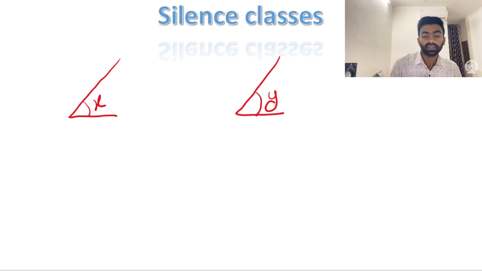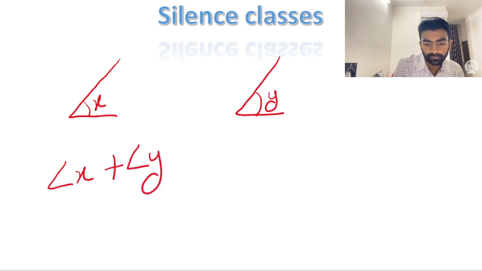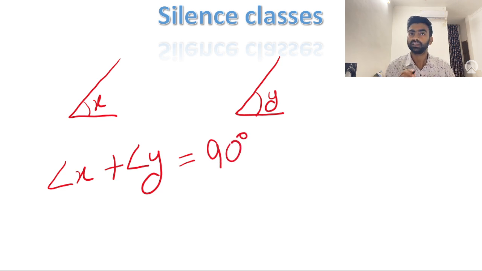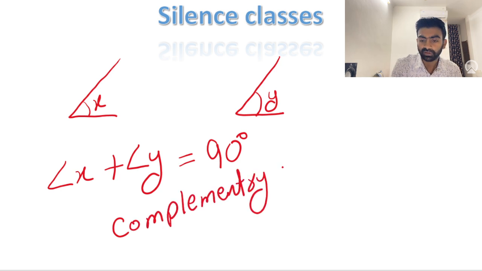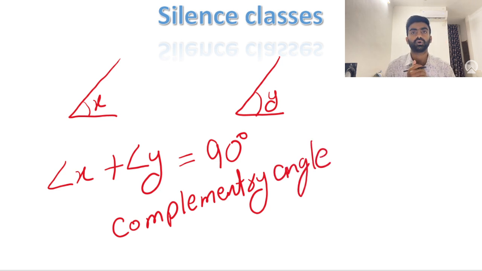If the sum of these two angles is 90 degree, means if we add angle x plus angle y and the sum is equal to 90 degree, it is known as complementary angles. You guys can take a screenshot of it.